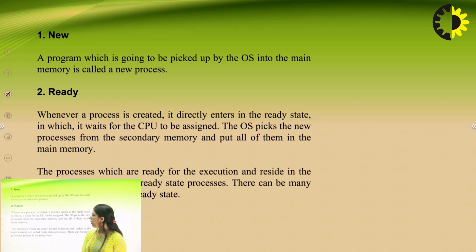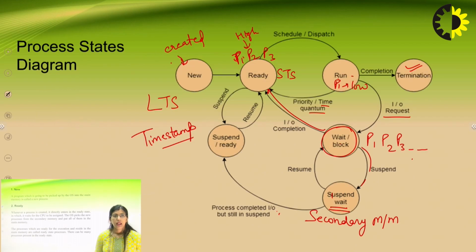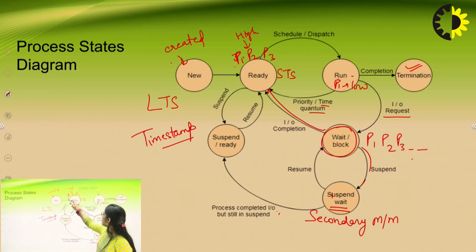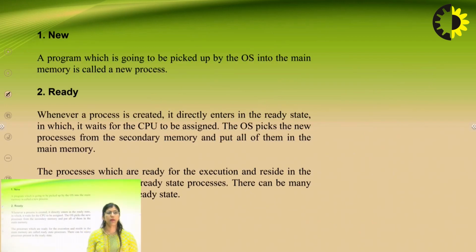Let's discuss all the states one by one. The first state is the new state. A program which is going to be picked up by the operating system into the main memory is called a new process. Second is the ready state. When a process is created, it directly enters the ready state, in which it waits for the CPU to be assigned. Here we have seen that all these processes are ready to be assigned the CPU. So this is the ready state which I am talking about here.